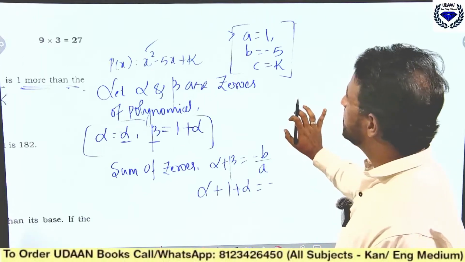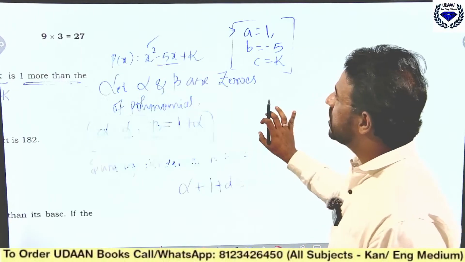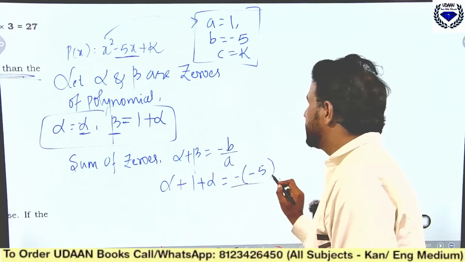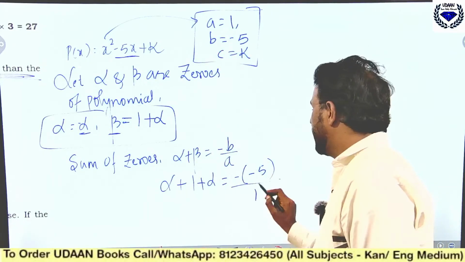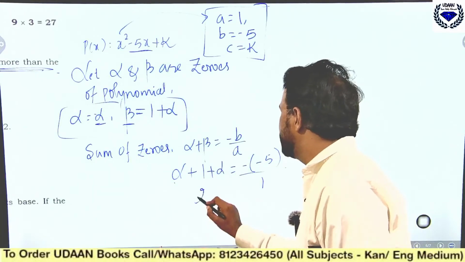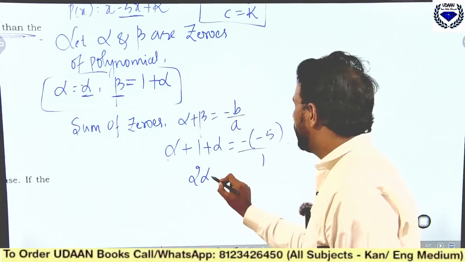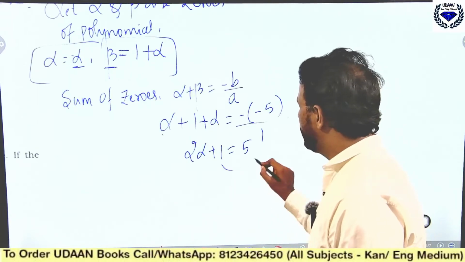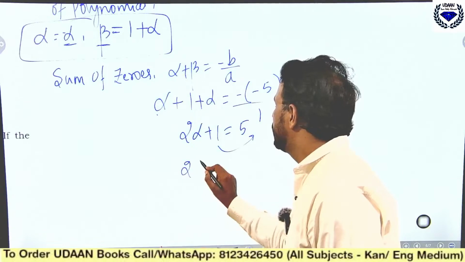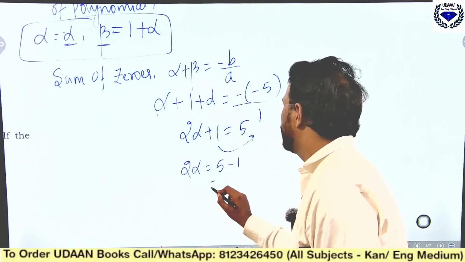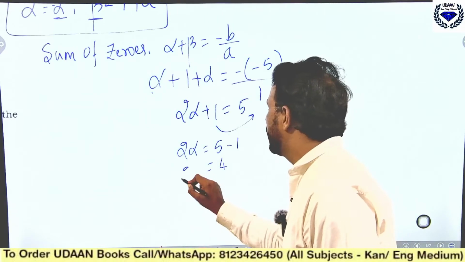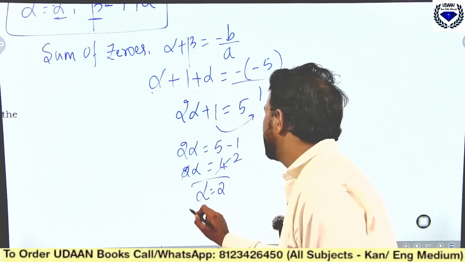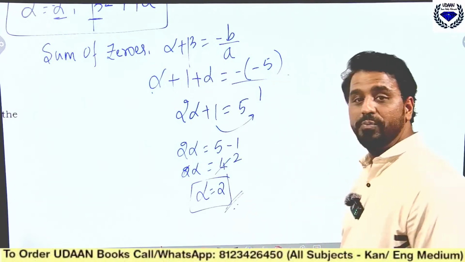Now B is how much? Just look at this equation. B is minus 5, already minus is in the formula. A is 1. So alpha plus alpha is 2 alpha, plus 1 will remain, minus into minus plus 5. Then this 1 you send here. What will you get? 2 alpha is equal to 5 minus 1, that is 2 alpha equal to 4. Then alpha is 2. I hope you got it.